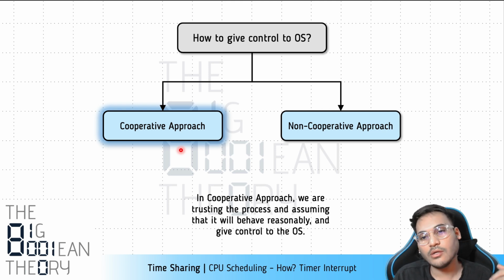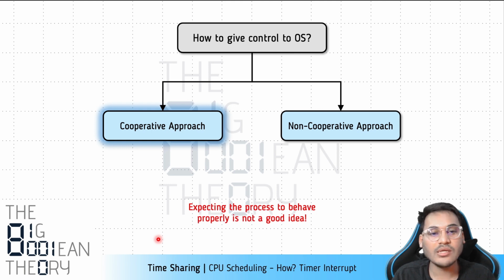So let us recall how the cooperative approach works. In the cooperative approach, we are trusting the user process and assuming that it will behave reasonably and give control to the operating system. So basically, we are waiting for the user process to give up the control of the CPU on its own, right? We are trusting that it will voluntarily give up the control of the CPU to the OS. But we have seen that this is not a good idea, right? Expecting the process to behave is not reasonable.